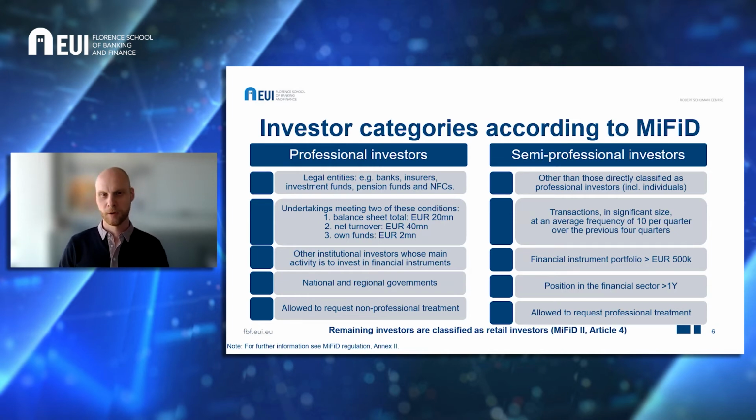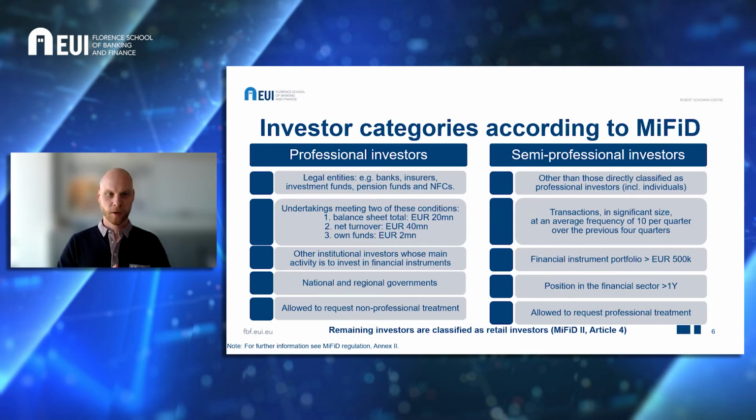So let's have a look at the MiFID regulation here. It's Article 4. It differentiates between 3 different investor groups. What you see here most pronounced are the professional investors at the left, semi-professional at the right, and anyone who is not classified as professional or semi-professional are those who are classified as retail investors.